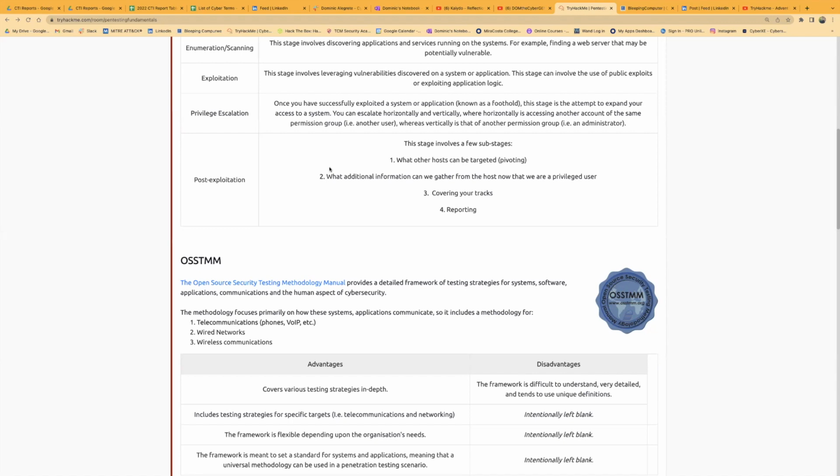And then the last one, which is probably, if not the most important thing besides the actual test itself, is reporting, right? When you're reporting, this is going over a summary of what you did, what information you were able to get, the vulnerabilities that you found, and what the company or client needs to do to fix those vulnerabilities, right?